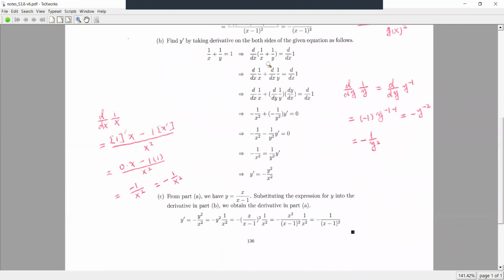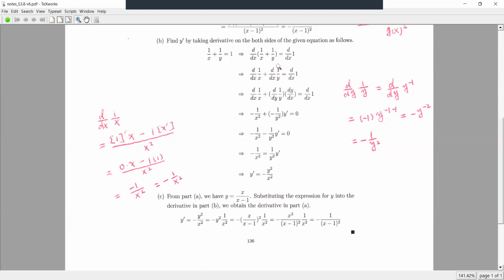The derivative on the left side is a sum of two functions. 1 over x depends on x. It is a function of x. y depends on x. So 1 over y depends on x. Therefore, 1 over y is a function of x. Now, by the summation formula, this derivative is equal to the sum of these two derivatives.